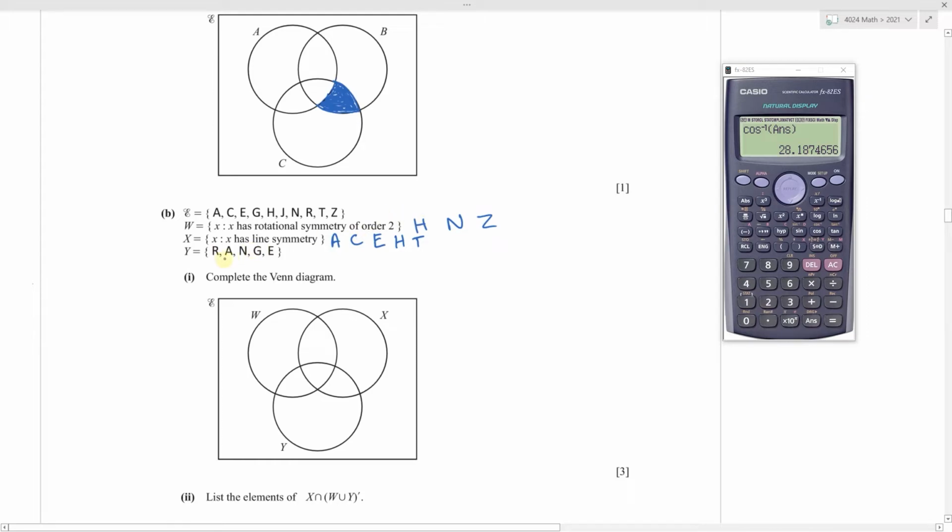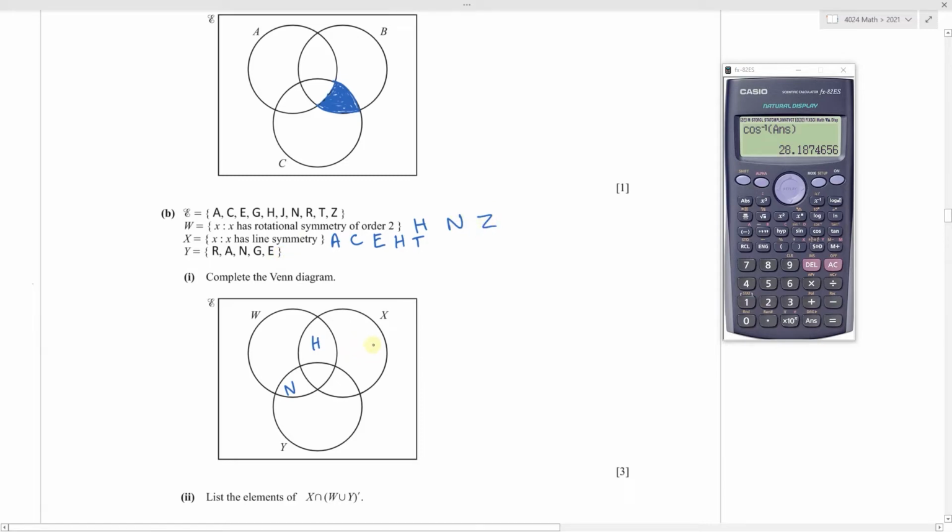R is not part of all three, A is also not part of all three, N is not present here, G is not present in these, E is present here but not here. So this will be empty, there is nothing here. Let's look at the common elements between W and X. A is not common, C is not common, E is not common, H is in both. So H will be here, T is not here. And then let's look at W and Y. R is not there, N is common. So N will be here, G is not there, E is not there.